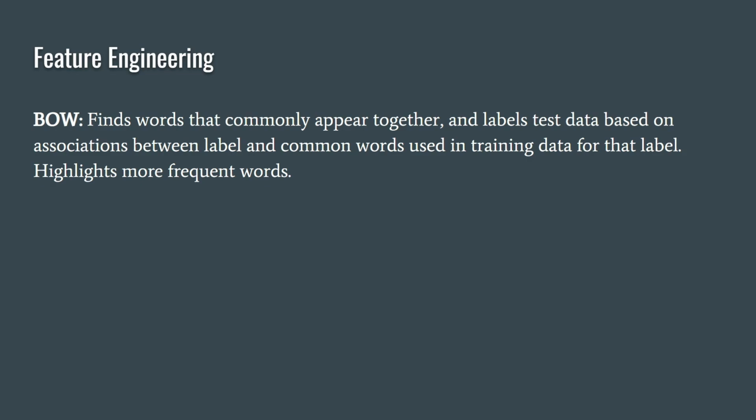To better represent our models and fine-tune our algorithms, we decided to use feature engineering to represent our data points. Our first representation was bag of words, which finds the words that most commonly appear together, and labels test data based on associations between the label and common words used in training for that data. Essentially, it just highlights the more frequent words, which would make sense with our data set because it would associate slurs with hate speech. But this ended up just blurring the line between hate speech and offensive speech because tweets in both of these categories were riddled with slurs.